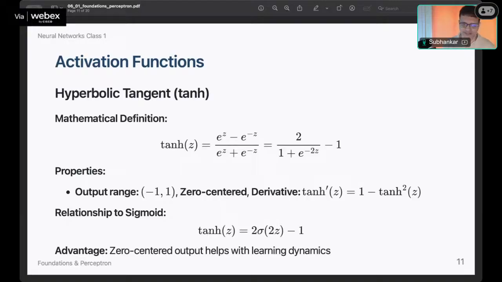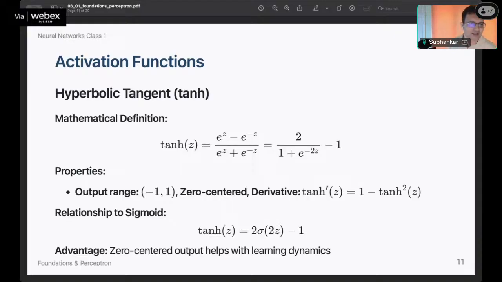And the derivative is also very nice. If you look at this, it's almost like 1 minus tanh square z. So if you remember the tanh function itself, we just square it up and subtract it from 1. So it's very nice also.